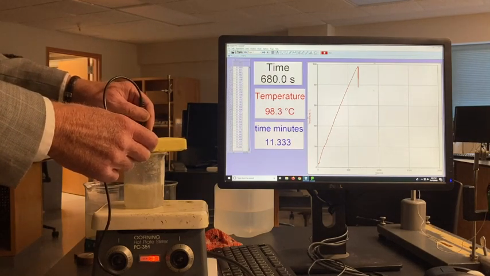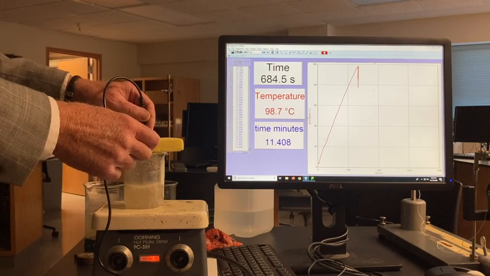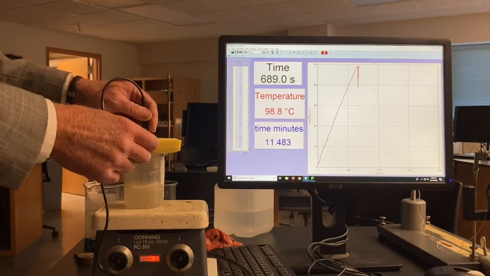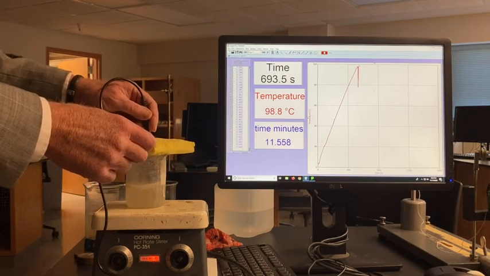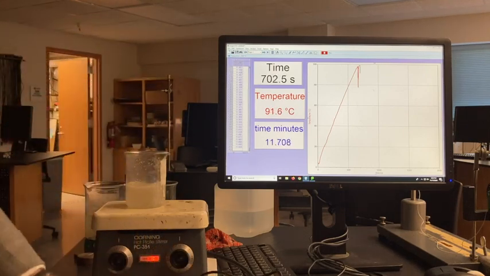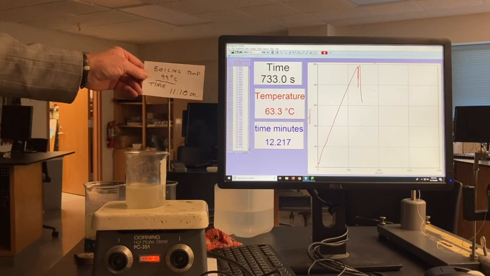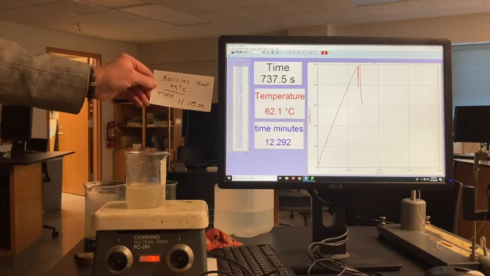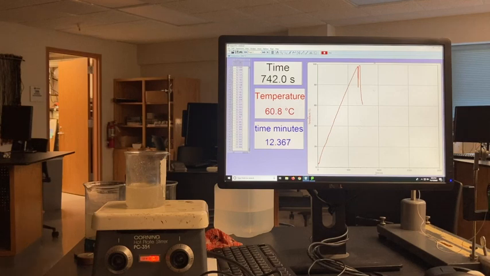There we go. 98. All right. 99 degrees. So you can record the boiling point temperature we had, which is 99 degrees, and the time was 11 minutes and 10 seconds.